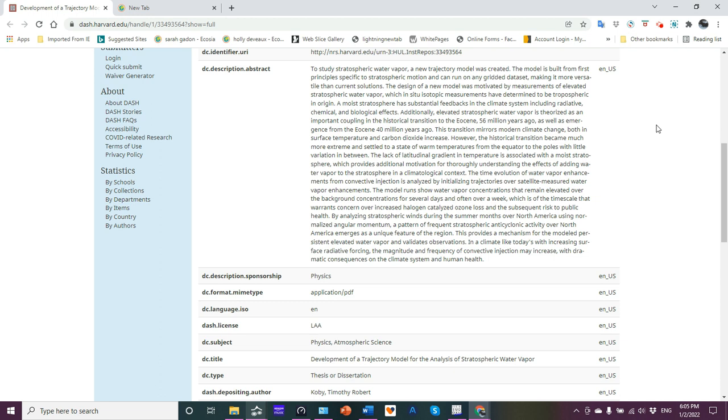Additionally, elevated stratospheric water vapor is theorized as an important coupling in the historic transition to the Eocene 56 million years ago, as well as emergence from the Eocene 40 million years ago. Another 16 million years after the start of it. What was going on in the Eocene? What was going on 56 million years ago? Oh, that's right. We had the PETM, the Paleocene-Eocene thermal maximum.